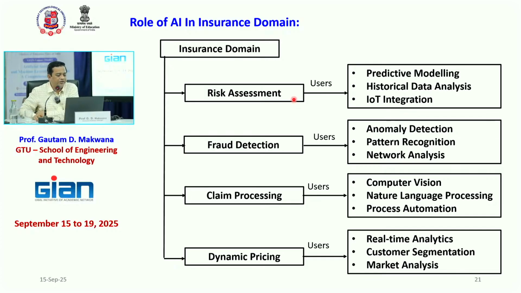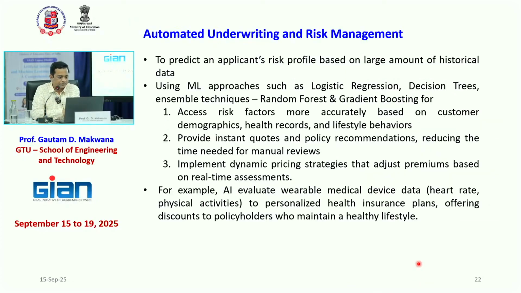This covers risk assessment, predictive modeling, historical data analysis, IoT integration, fraud detection, anomaly detection, pattern recognition, and network analysis. Claim processing may be done through computer vision, natural language processing, and process automation, along with dynamic pricing, real-time analytics, customer segmentation, and market analysis. So what is automated underwriting here, and what is risk management?